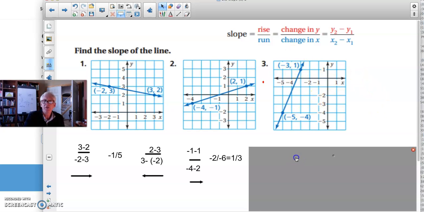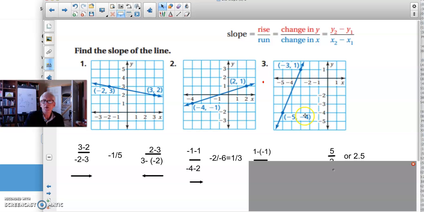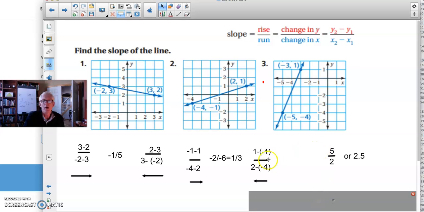The y's: 1 minus negative 4 is 5. Negative 3 minus negative 5 is 2. So this is 5 over 2. This has a slope of 2.5.